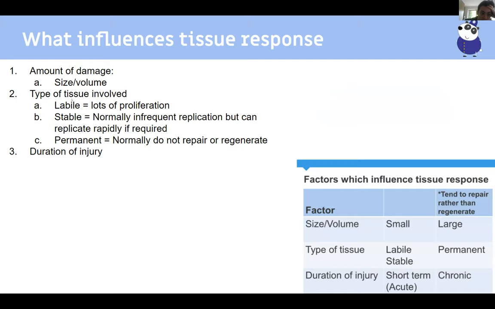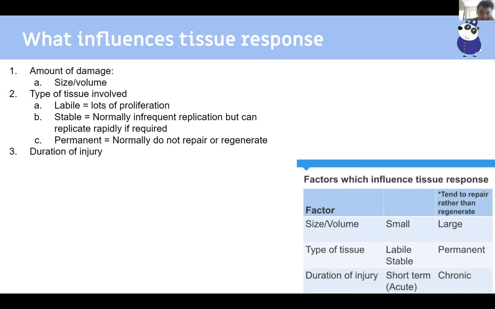Labile: lots of proliferation. Stable. Permanent. Let's think of examples. I've given you examples for labile. It's the skin, lots of proliferation. Permanent, the heart is an example. It's not necessarily true. There have recently been some stem cells identified in the heart, but it's very limited. Neurons, as we said before, are another example. Cartilage, I think, is permanent, not stable.